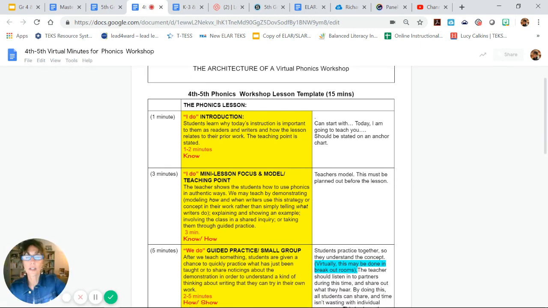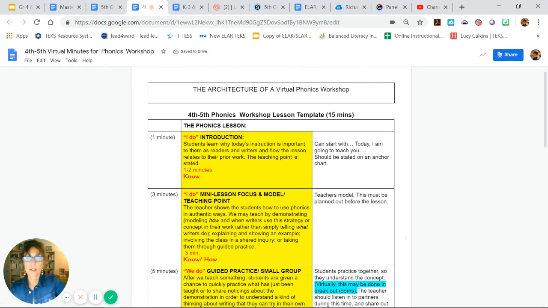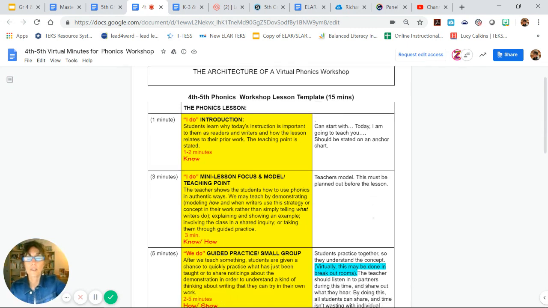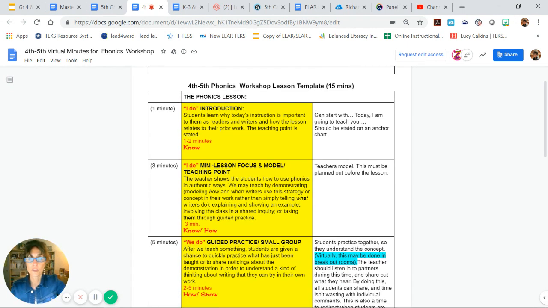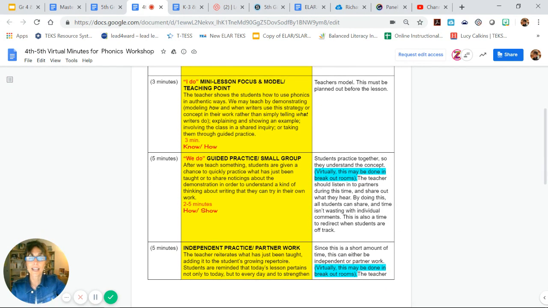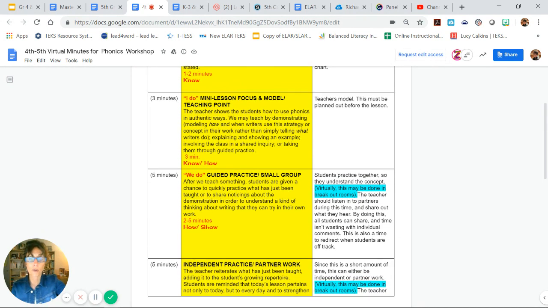You will see here it is the same architecture of a workshop lesson, and this is a virtual phonics lesson, and it's an architecture of reading and then writing, but you still have the introduction, the focus, and the teaching point, the small guided practice, and then the actual independent partner work.